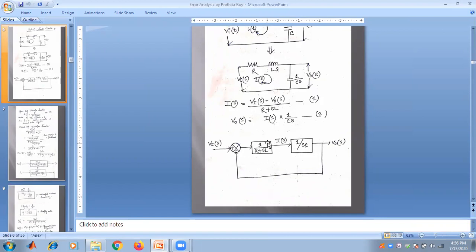So this is the entire block diagram, where the input is V_i(s), and it is multiplied with the gain 1 by R plus sL. In this portion the total input is V_i minus V_o, and it is multiplied with 1 by R plus sL, which gives I(s). And when I(s) is multiplied with 1 by Cs, it gives V_o(s), the output.